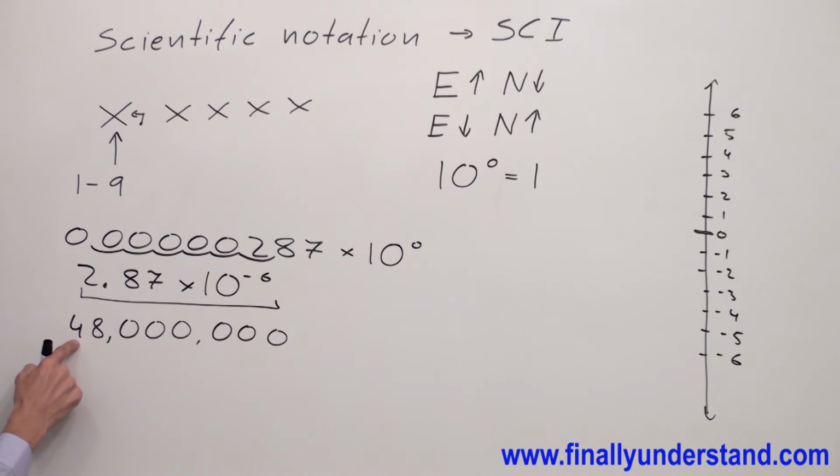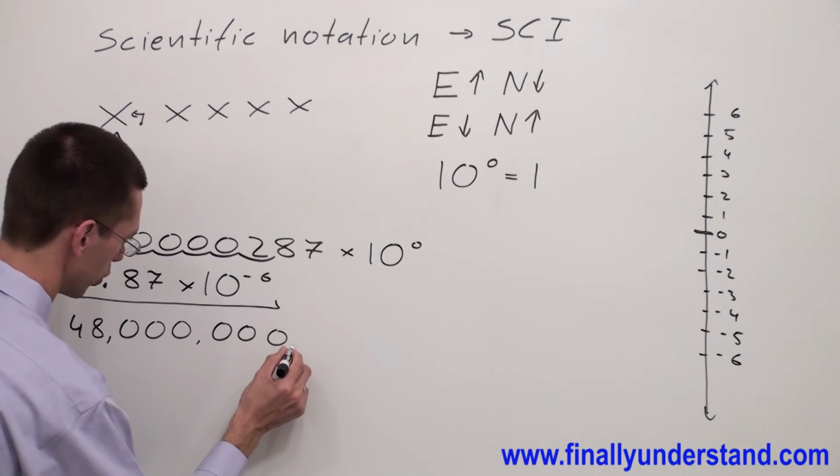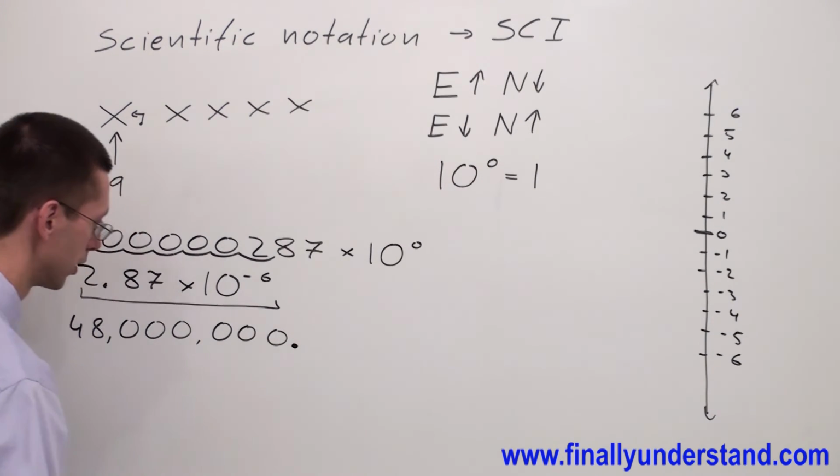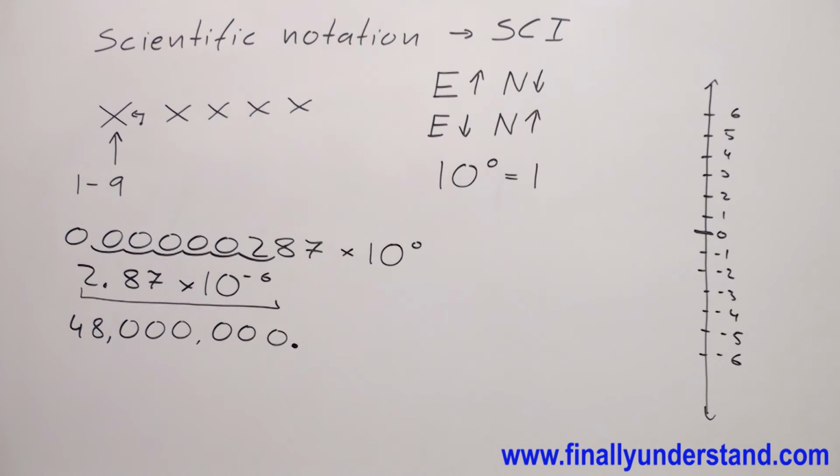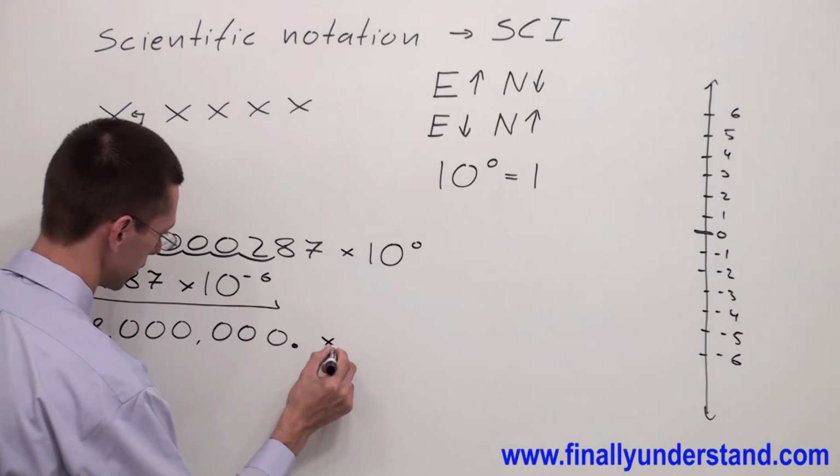Let's take a look at this example. Now we have 48 millions. We are not seeing yet the decimal point. Remember, the decimal point is always at the end of the number. Make this decimal point always visible. We do not have multiplier. Okay, just add 1.